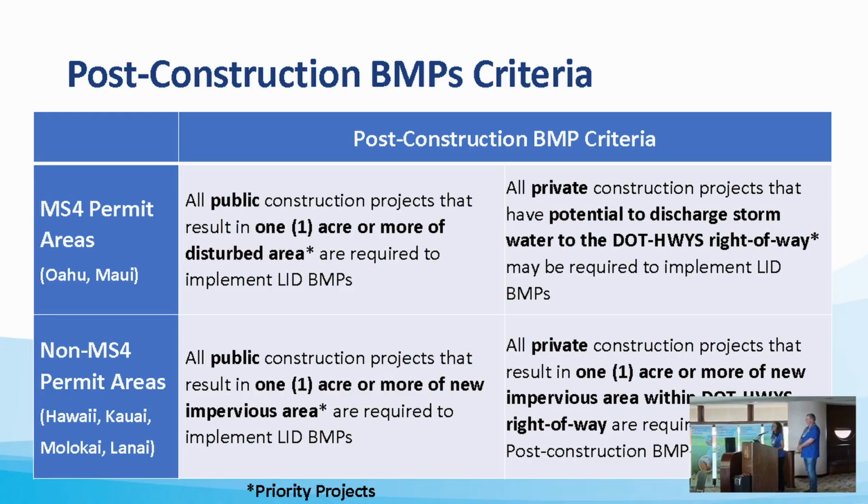And then all private projects will be reviewed, and DOT will make sure that their comments are added before they issue a permit. And then there is a caveat of priority project. A priority project is a project that has potential to discharge pollutants. So it could be a stormwater hotspot, a parking lot, a maintenance base yard.